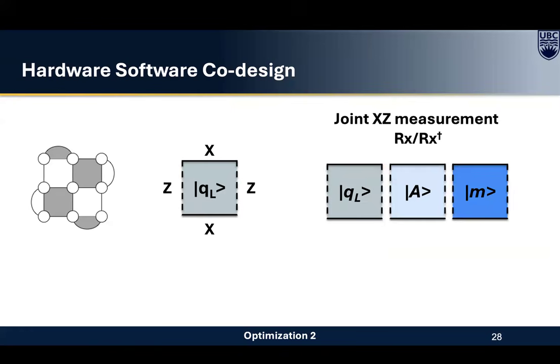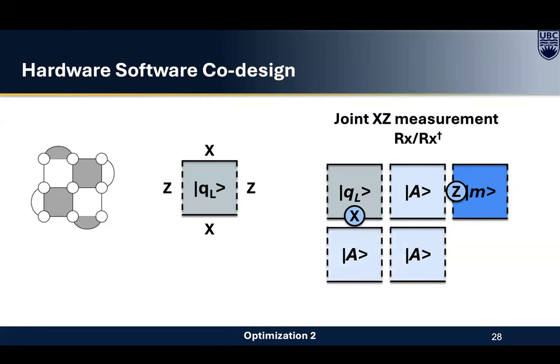To do the logical joint XZ measurement for the RX rotation gates that are introduced from our optimization, what we need to do is the lattice surgery between the X edge of the target qubit and the Z edge of the magic state.